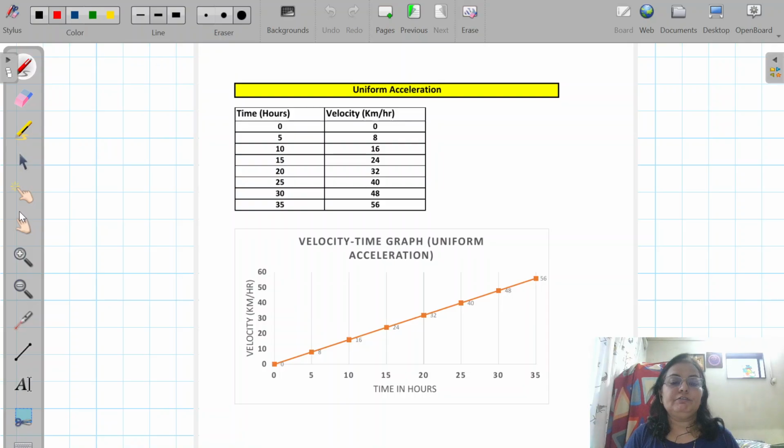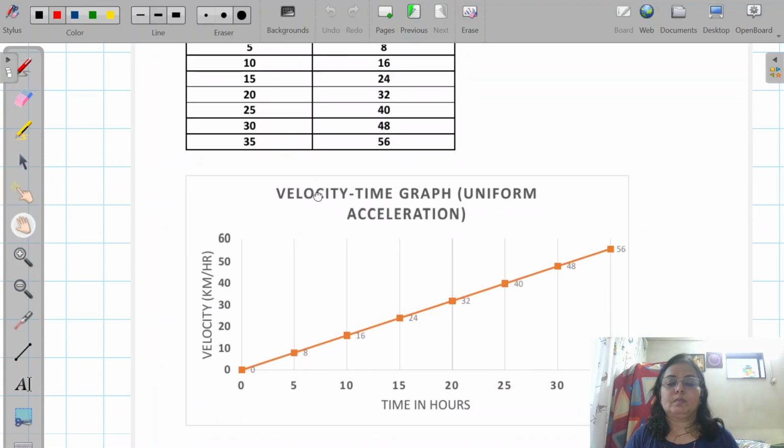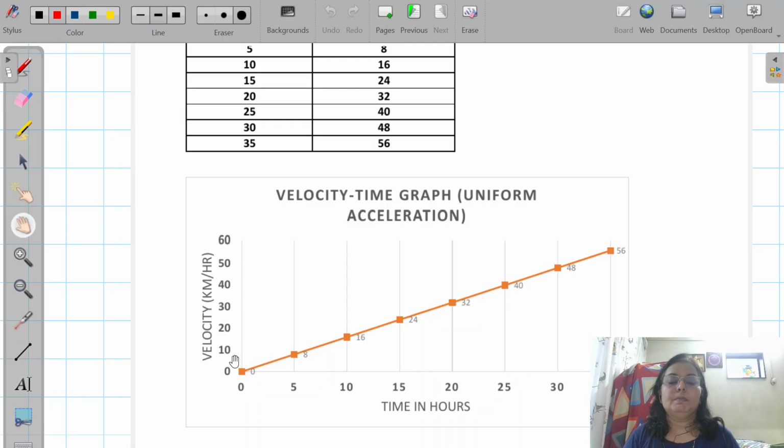So this graph between velocity and time, where we have plotted velocity on y-axis and time on x-axis, we say that for every 5 hours change in time, the velocity changes by 8 km per hour. The change is constant, but velocity is changing. It is increasing with time.